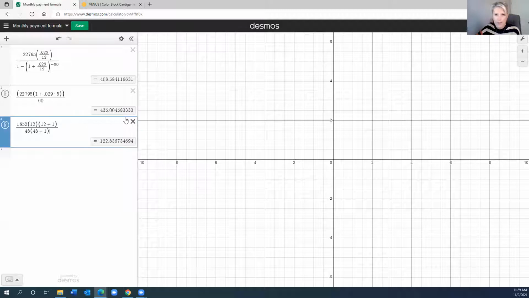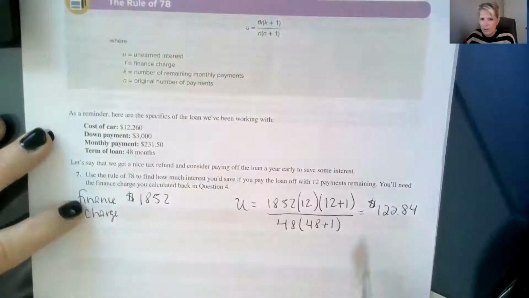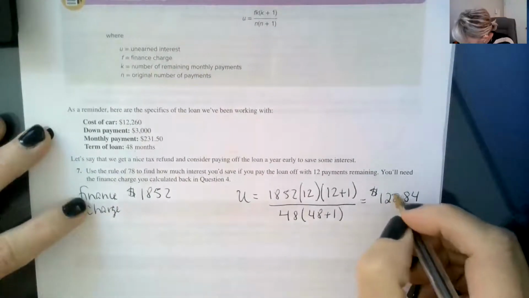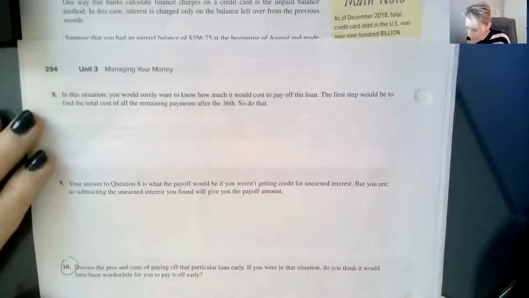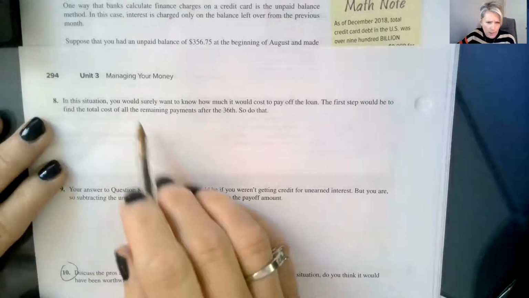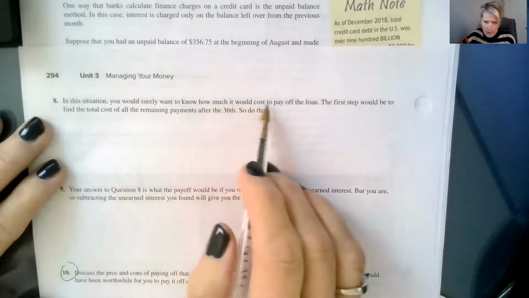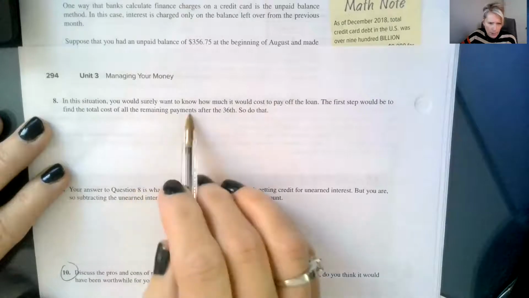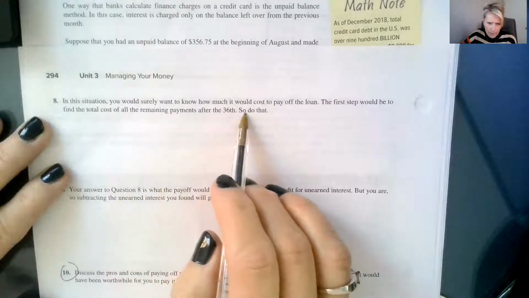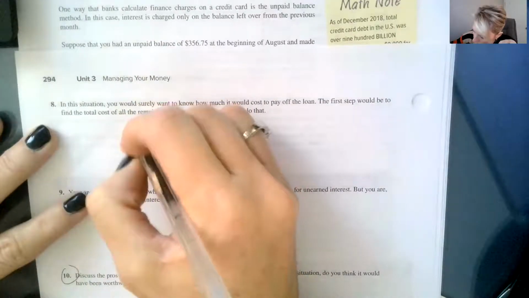Wow. So I'm going to show you that on my paper. The unearned interest is $122.84. Number 8 on page 294 says, in this situation, you would surely want to know how much it would cost to pay off the loan. The first step would be to find the total cost of all the remaining payments after the 36th payment. So do that. There would have been 12 payments left.